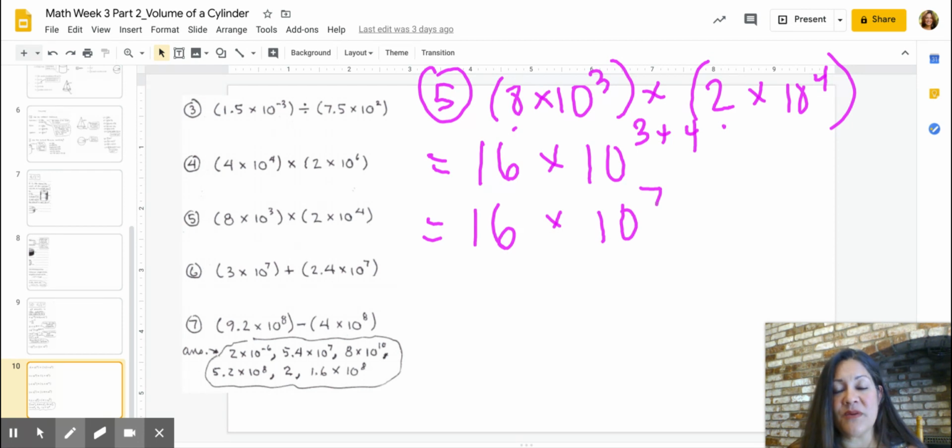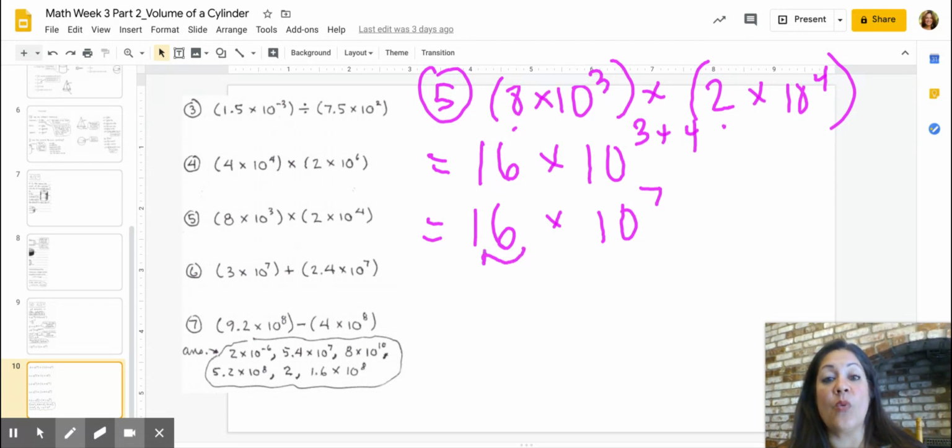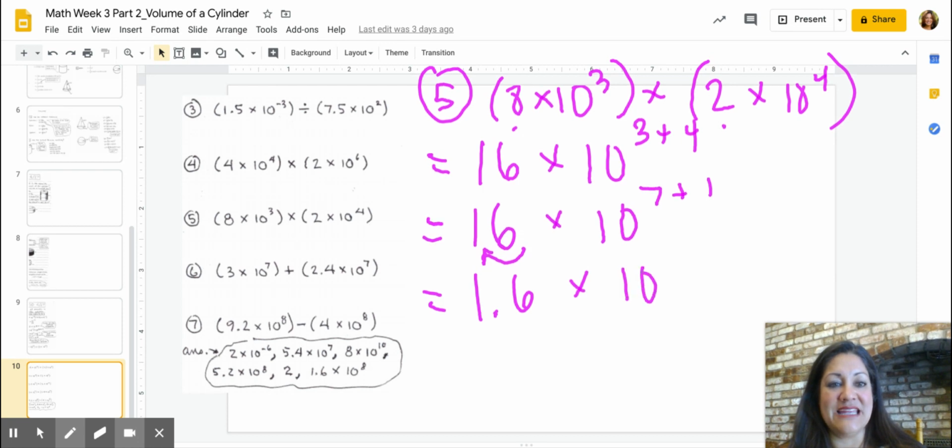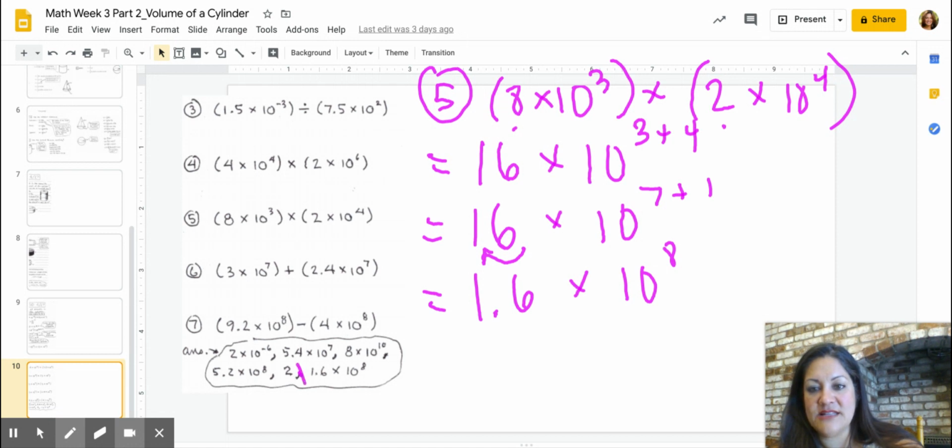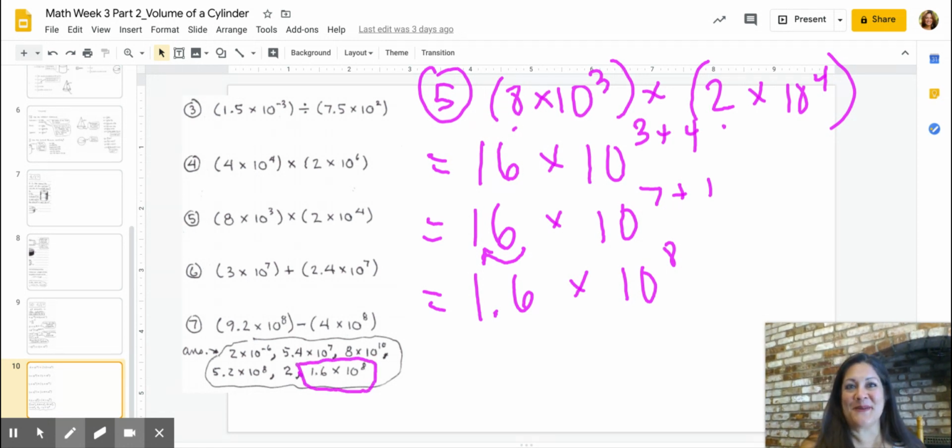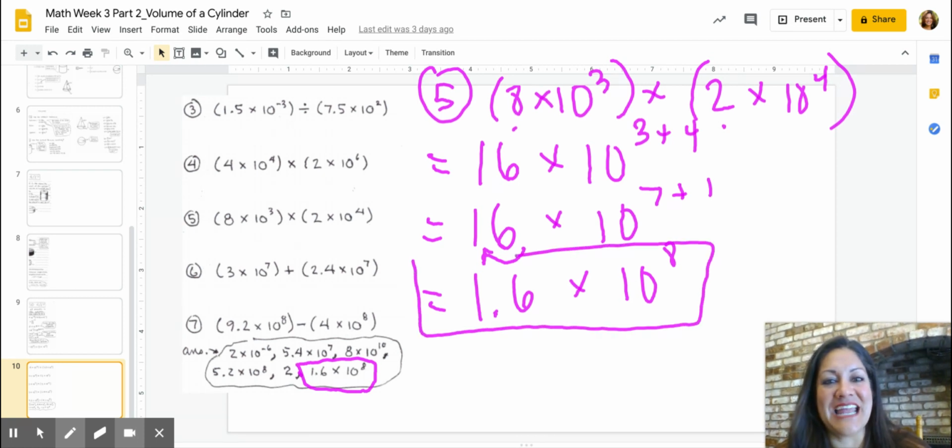But what do you see that's wrong with this? We're not done yet. 16, it's too big. It is bigger than 10, so we need to move the decimal one place to the left. And in doing that, we're going to add 1 over here. And that gives us the answer 1.6 times 10 to the 8th. And there it is. Always makes me happy when I find the answer in that answer key. It's the little things in life, right?